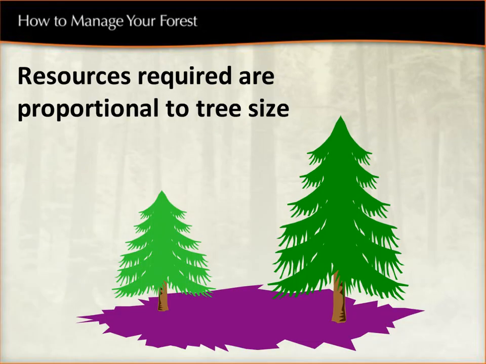The second ecological fact is that the amount of resources required for tree growth are proportional to its size. This means that big trees need more growing space, that is the water, nutrients, light, and space, than small trees.